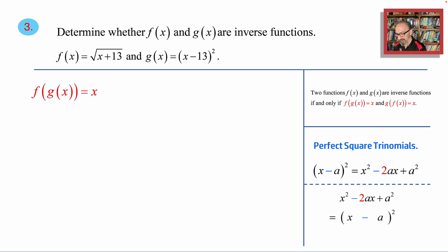So the question is, we want to find if f of g of x equals x, if it gives me back x. So let's start on the left hand side. We have f of g of x. And let's write g of x in a different color.